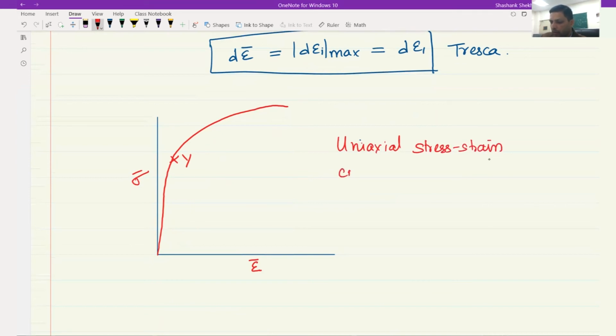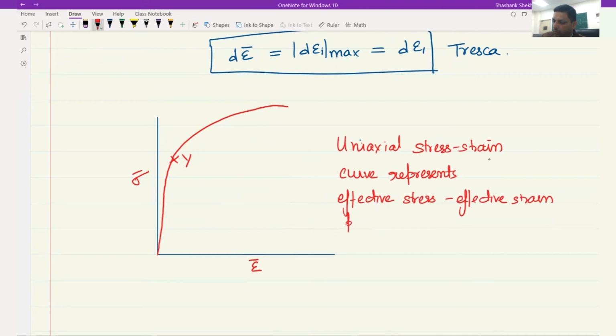So what we understand here is that uniaxial stress strain curve represents effective stress effective strain plot also. So that is a very, very powerful and insightful statement. Let's see how.